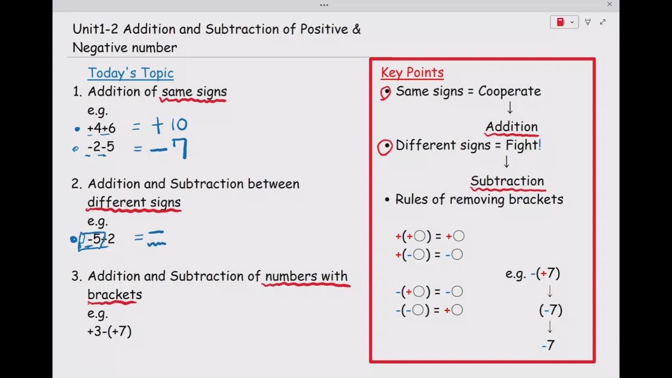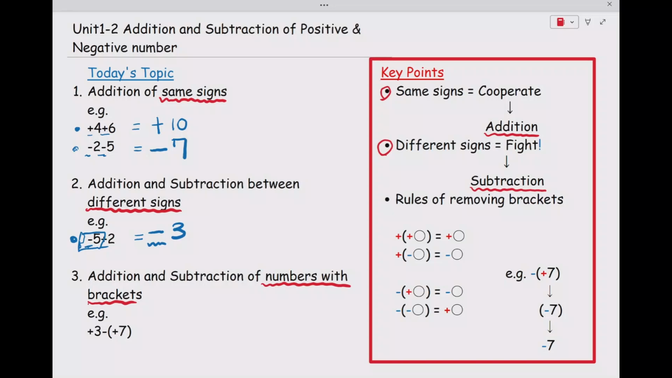And the next step is simply subtract one from the other. The bigger number minus the smaller number. So it is going to be 5 minus 2. And you get 3. Then, together with the winner team's sign, you will know the answer is minus 3.